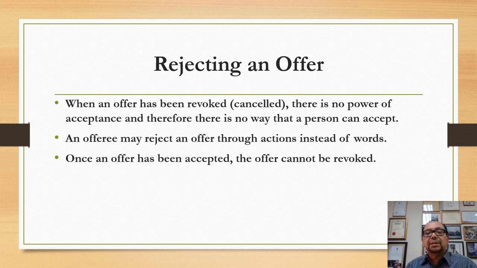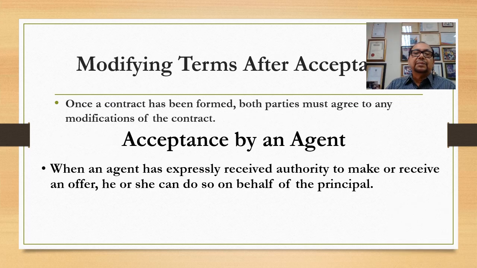Once an offer has been accepted, the offer cannot be revoked. Once accepted, as I said just now, it becomes a valid contract. When it becomes a valid contract and you don't perform it, they will bring you to court and you are subject to court action. Okay, modifying the terms of acceptance, I already told you just now. Acceptance by agent: let's say you want to sell a car. You give it to a used car dealer to sell for you. That we call an agent, and the buyer can buy the car through acceptance. So the seller and the buyer don't know each other because it's done through an agent. Simple as that.